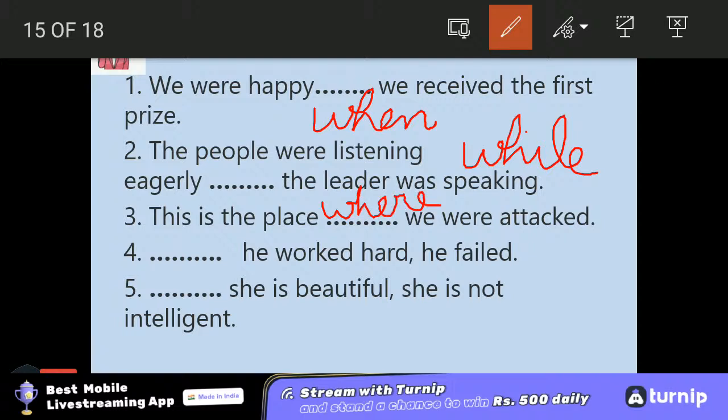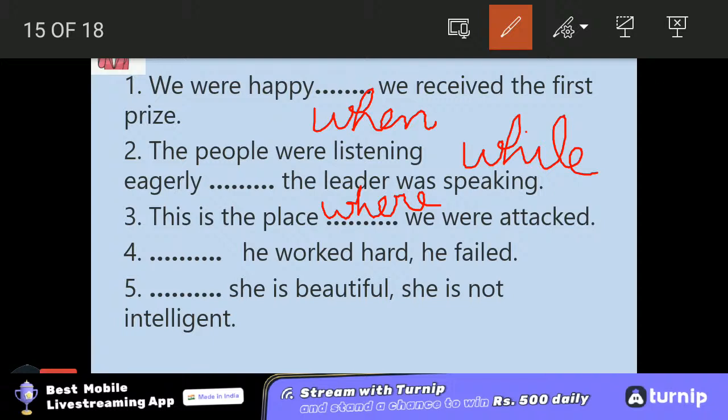The next one, dash he worked hard, he failed. Now it's a situation कि उसने हार्ड वर्क किया तब भी वो फेल हो गया. So now this is the result, and in the case of result we use, yes, correct, hurry up. That's why I asked you to take the screenshot of the very first and the second slide, in which I showed precisely which conjunction you can use in which situation.